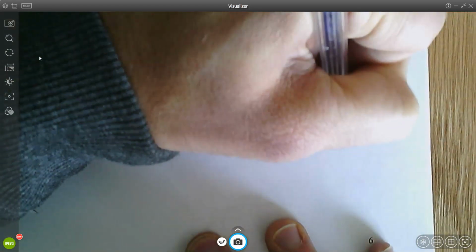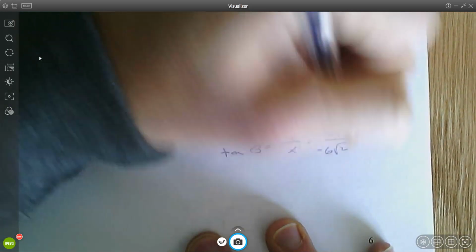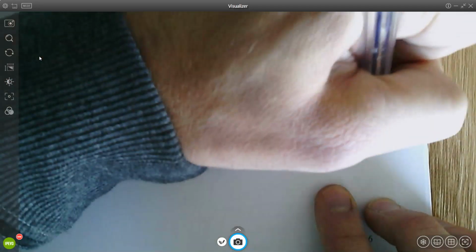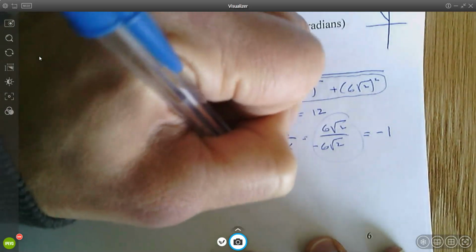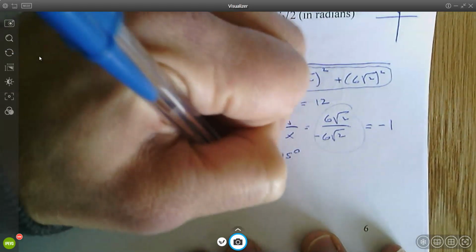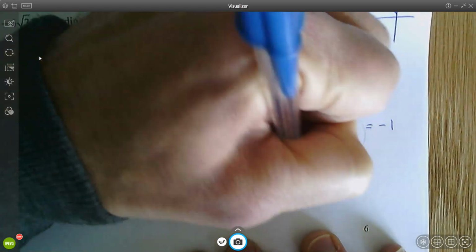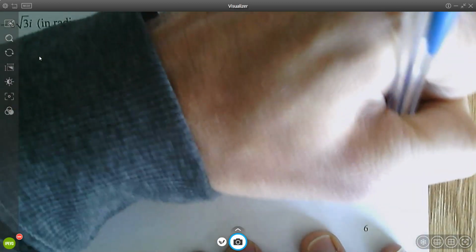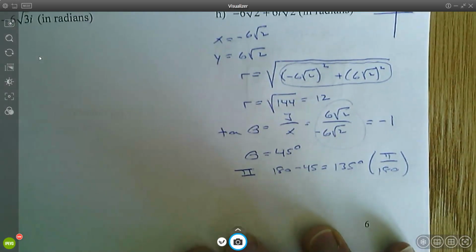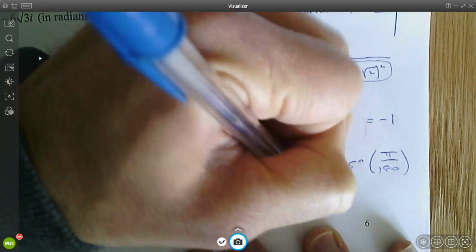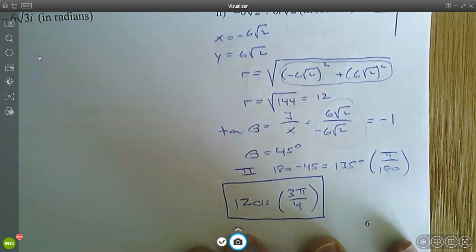Tangent theta is y divided by x. So 6 times the square root of 2 divided by negative 6 times the square root of 2. Again, you can simplify this, or you could just plug this in the calculator without the negative. It's going to be negative 1. So your reference angle is 45 degrees. We need to work that into quadrant 2. So 180 minus 45 is 135. In radians, multiplied by pi divided by 180 degrees. So you're going to end up with 12 cis 3 pi divided by 4 for your solution here.